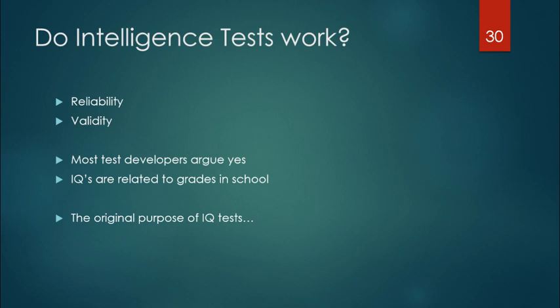Most people who develop intelligence tests would say, yes, of course they're measuring intelligence. That's what they were designed to do. We put a lot of work into this, and we think it did a pretty good job. IQs are related to grades in school, and a lot of people would argue that grades in school are, to some extent, a good measure of intelligence. Not a perfect measure, but it is an indication of someone's overall intelligence, which again, I can't stress this enough, was the original purpose of IQ tests.